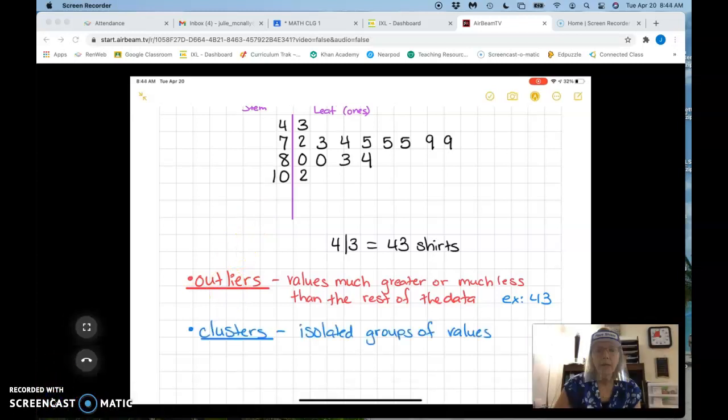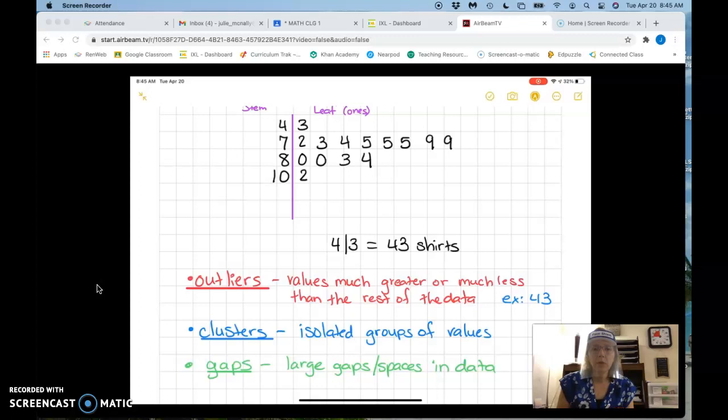Clusters would be isolated groups of values. For example, the 75s in this group. There's a whole group of 75s. That's a little cluster of its own, so that would be an example of a cluster. The last word today is gaps, which are large spaces in your data. For example, from 43 to 72 would be a gap. And we're going to do some examples now.